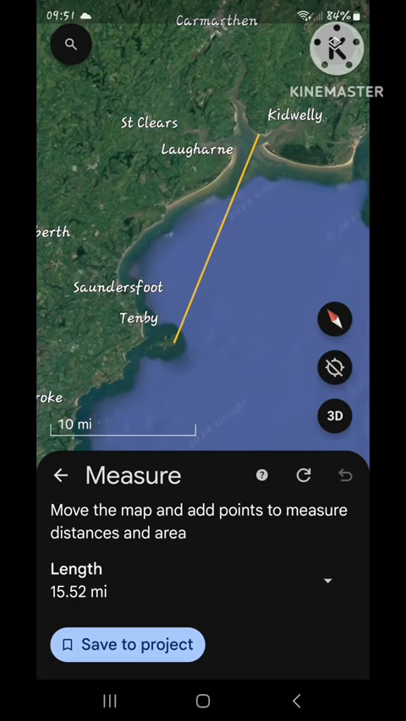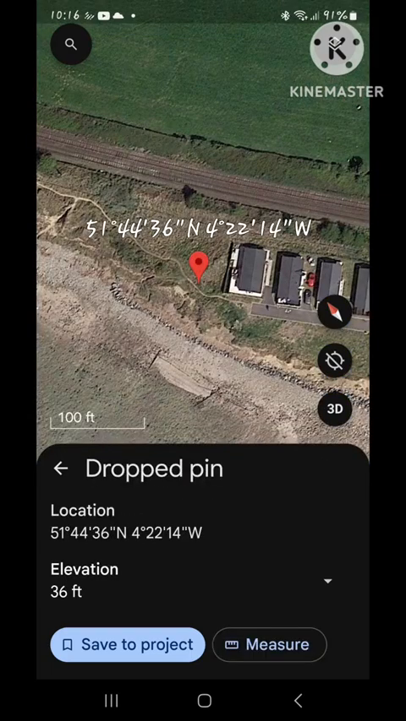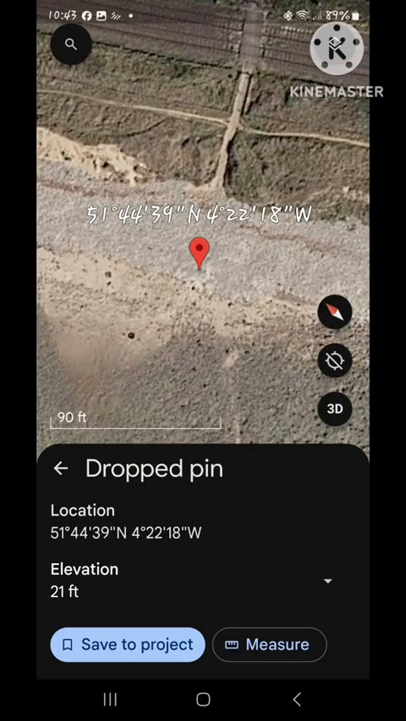This is the distance to Tenby from Carmarthen Bay, so you're looking at about 15 miles there, give or take about half a mile. This is my first observation, this is the altitude, and this is the second observation, and there's the altitude to show where it was taken from.